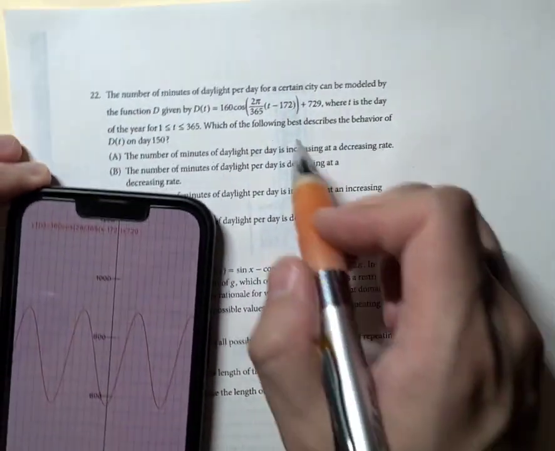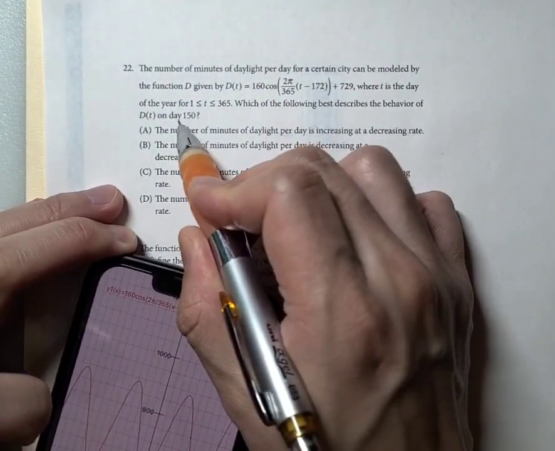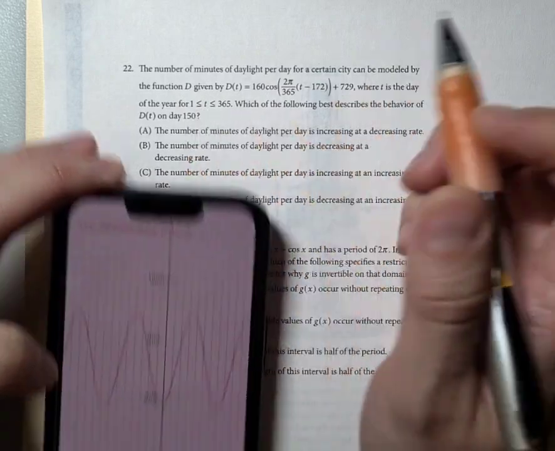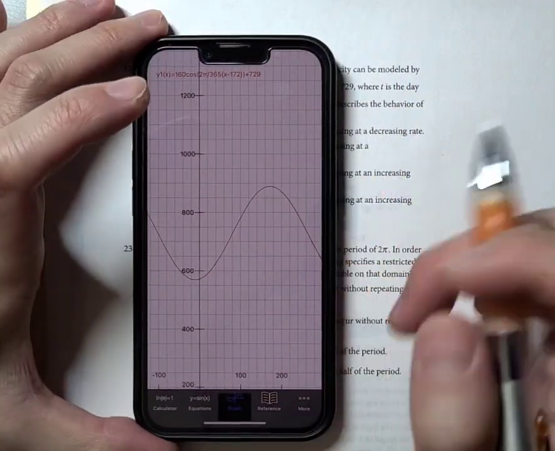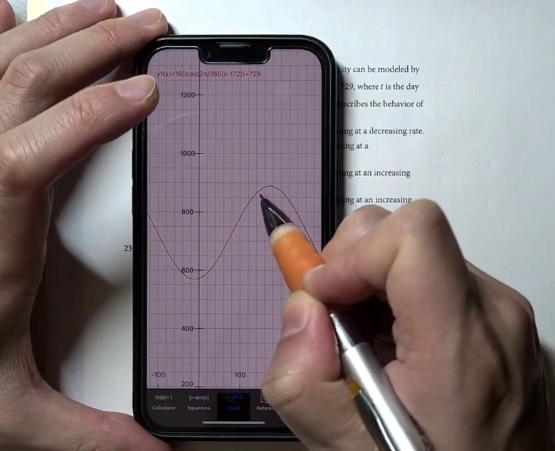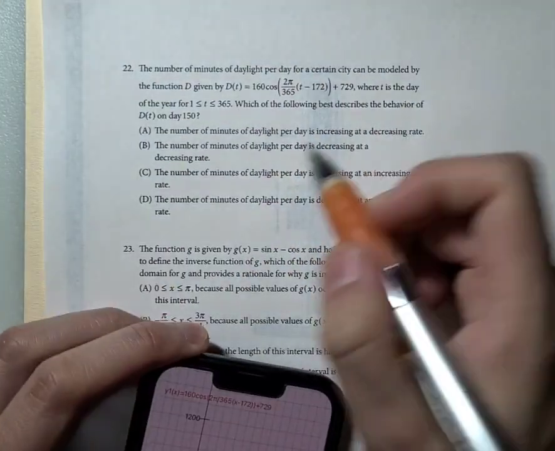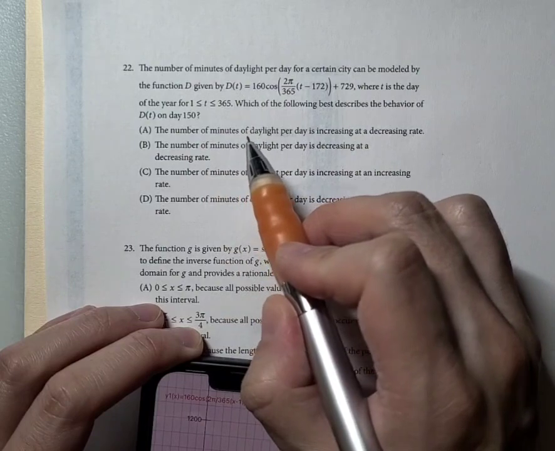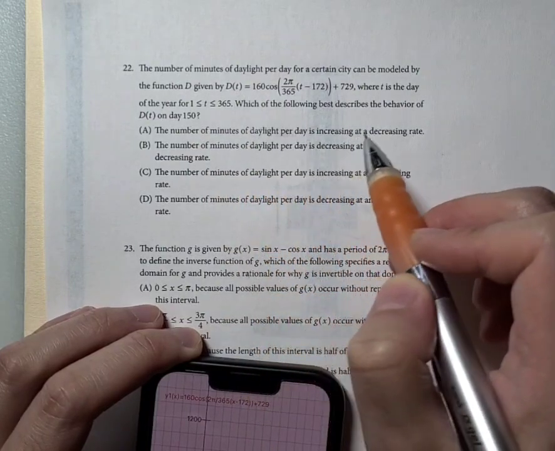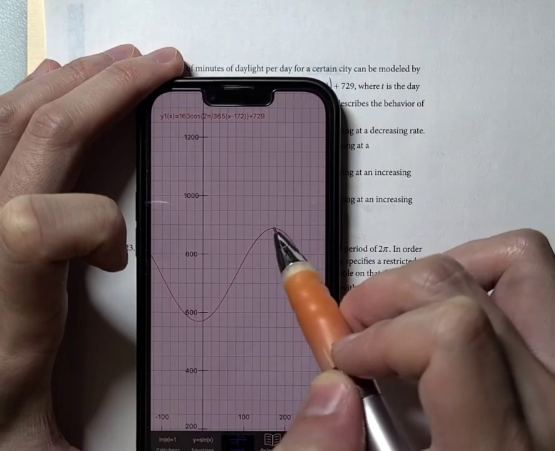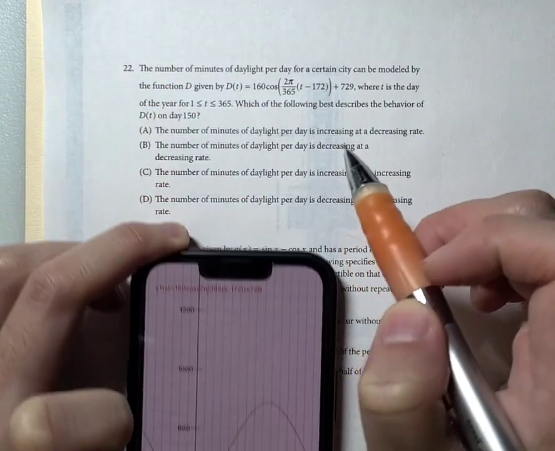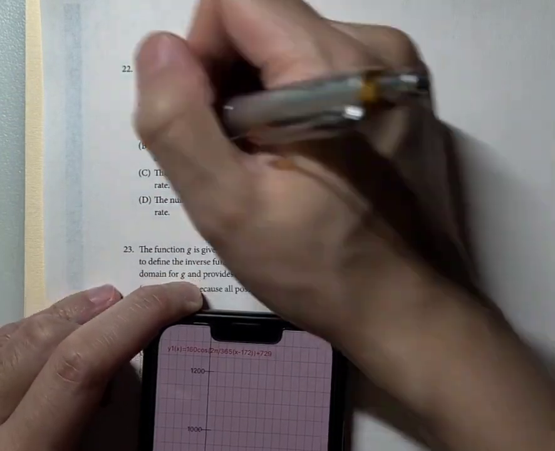Now we're interested in what happens when it's day 150, or t is 150. If you can see on my screen, it'll be somewhere over here. So what about that point? What did the choices say? Is the number of minutes of daylight increasing or decreasing? Well, clearly it's increasing. The function's increasing, so we can eliminate B and D already.